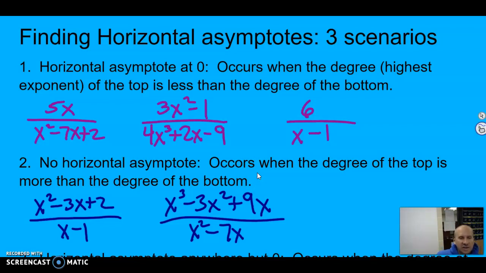So you look at these examples. 2 on top, 1 on bottom. Top bigger. 3 on top, 2 on bottom. Top bigger. In that case, no horizontal asymptote will exist. So therefore, you don't have to even worry about graphing a horizontal asymptote.